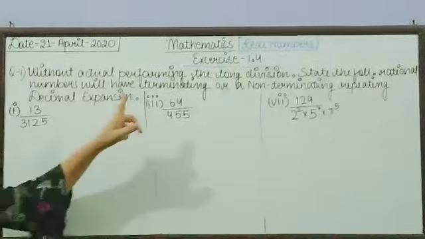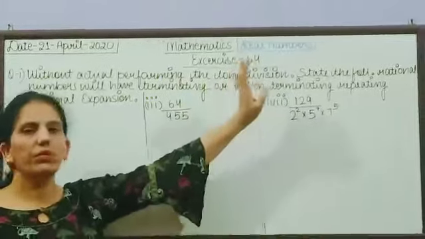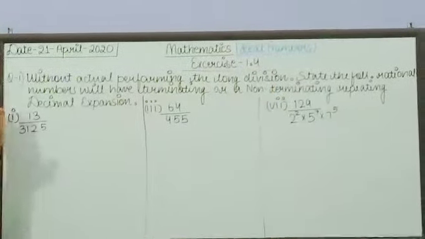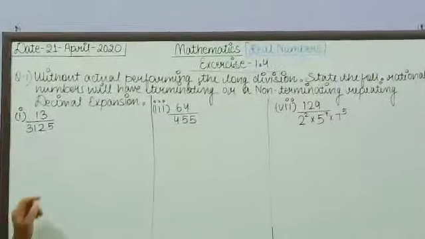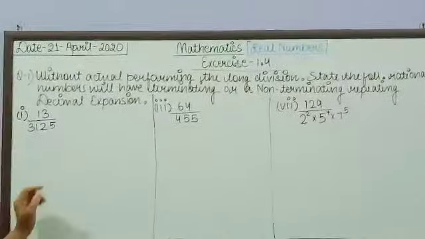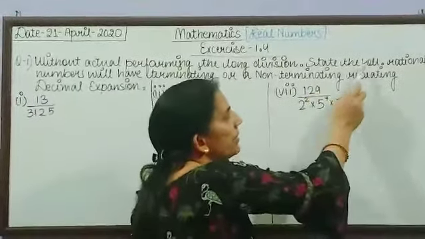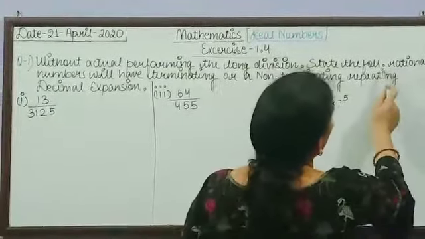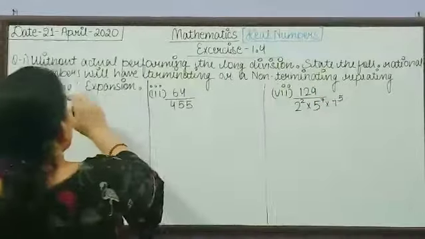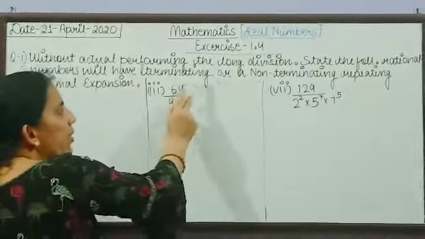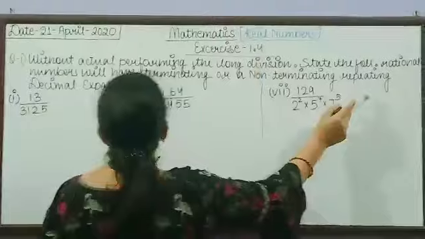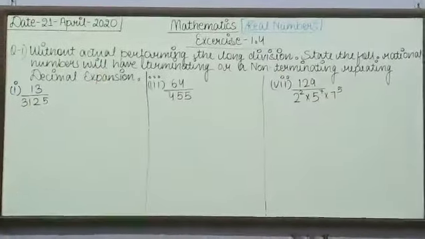Now we are starting our exercise 1.4. This is our first question. Question number 1 is, without actually performing the long division, state whether the following rational numbers will have a terminating or a non-terminating repeating decimal expansion.